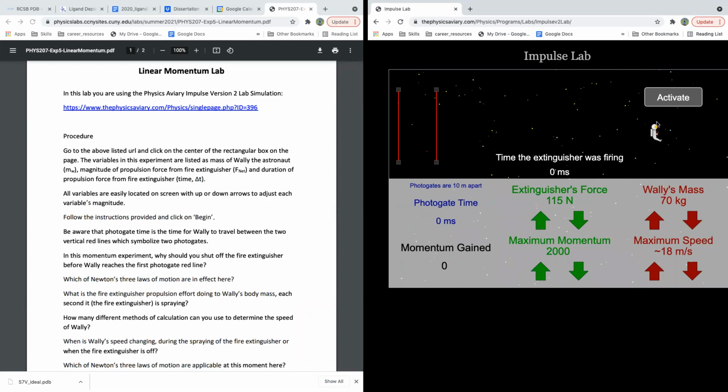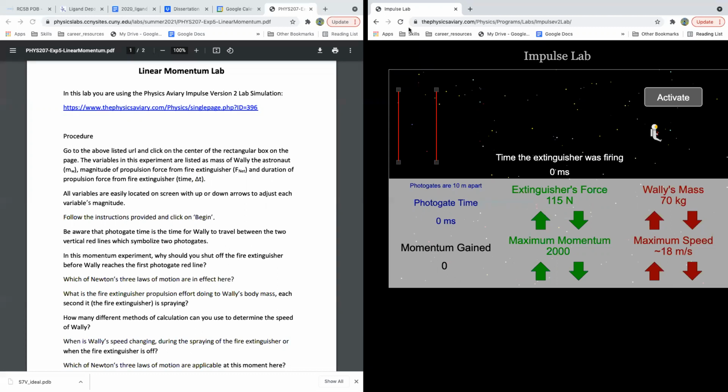This is astronaut Wally. So his name is Wally. He holds the extinguisher. So when the extinguisher starts firing, the propulsion force will push the astronaut to move, and there are two photo gates. These two photo gates are 10 meters apart.